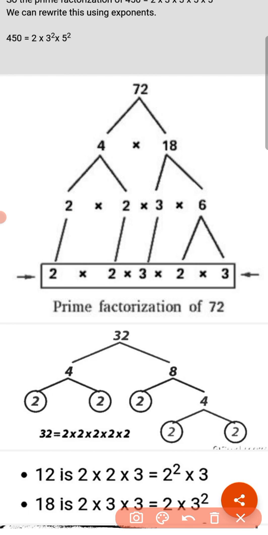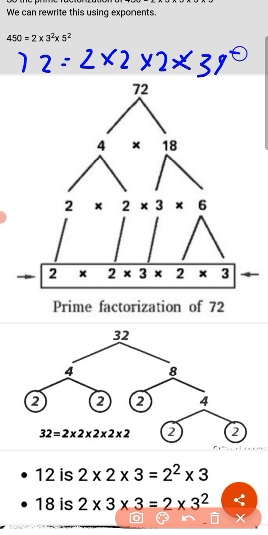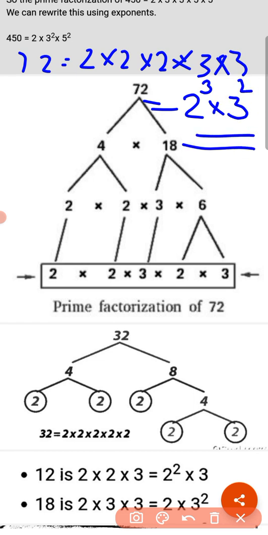So write in ascending order. 72 is equal to how many 2s, children? 3. 2 into 2 into 2 into 3 into 3. Write as indices form. Count the number of 2s: 1, 2, 3. So 2 raised to 3, or 2 to the power of 3, or 2 cubed, into 3 squared. This is the prime factorization of 72: 2 cubed into 3 squared.